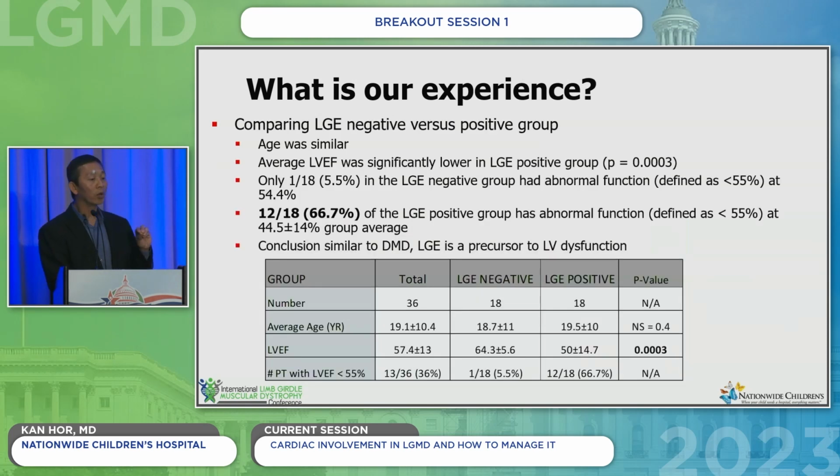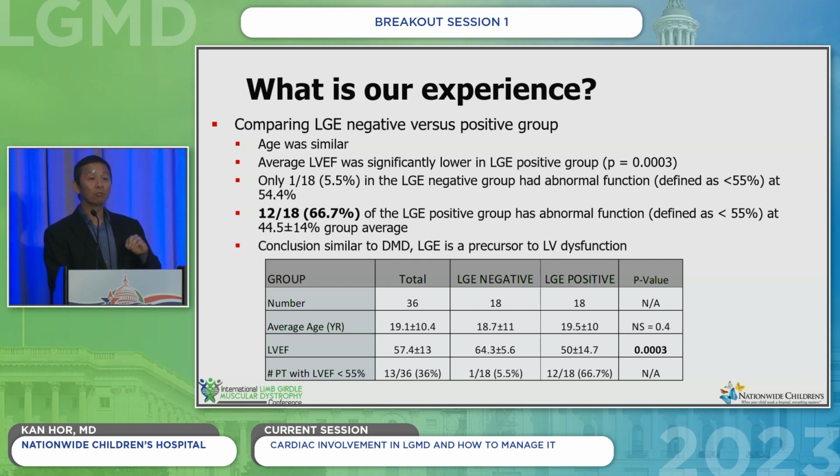And then when we talk about what that means, if you take a look at LGE, which is evidence of scar, the group that didn't have scar and the group that had scar, the age was not any different between the 2 groups. But if you look at global function by ejection fraction, if you've seen a cardiologist, you'll either hear shortening fraction or ejection fraction. In the LGE negative group, only 1 out of 18, which is about 5.5%, actually had abnormal function. And that was only 54.5, so your doctor wouldn't treat you for that.